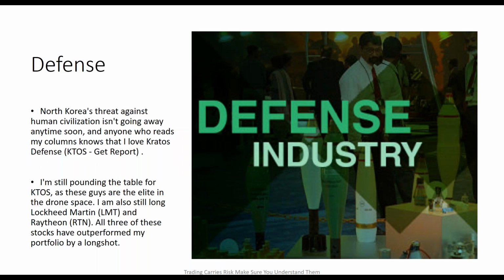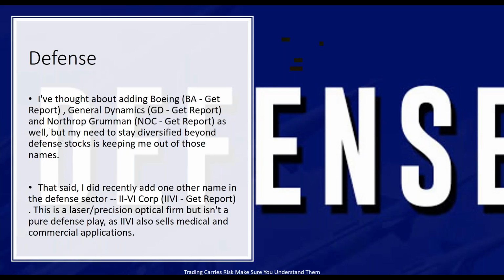Okay. Then we have defense. Now, North Korea's threats against human civilization aren't going away anytime soon. Terror in the Middle East isn't going away anytime soon. So we're going to probably see a lot more spending for military. So it might be a good way to look. Lockheed Martin, Raytheon, any of the big military providers could be a good investment through October and November. So if the markets come tumbling down at any time, these might be good buys. Now, I've thought about adding Boeing, General Dynamics, Northrop. Okay, but we have to stay diversified, and we have to understand where they're buying and what price they're selling for.